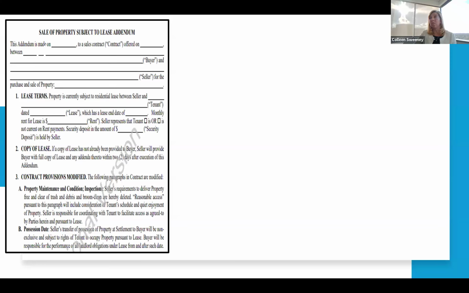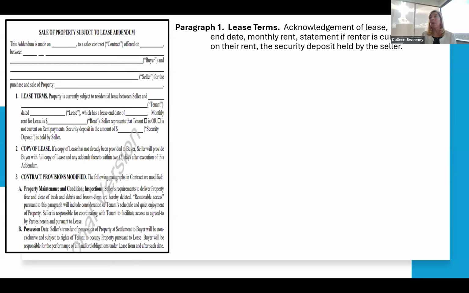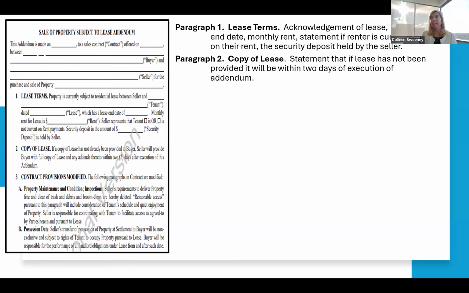So let's start with just breaking it down. Paragraph 1, the lease terms, obviously the initial information is in there about the buyer, the seller. But the lease terms, paragraph 1, it's going to be an acknowledgement of the lease, the end date, the rent, if the renter is current on their rent, really critical information that people who are going to be buying this house subject to the lease are going to need. And it's going to have to say what the security deposit is, okay? Because that's going to have to be transferred. A copy of the lease.